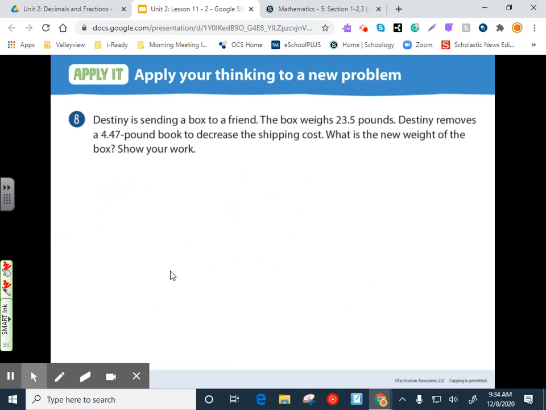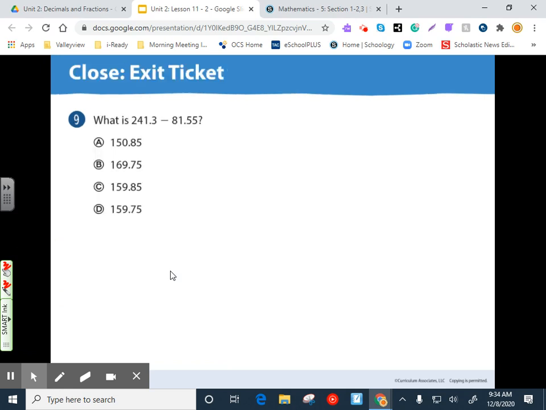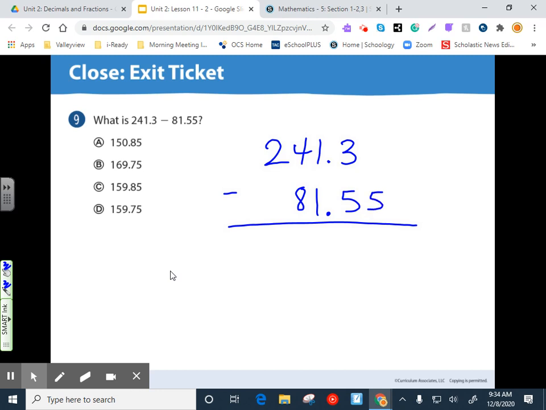And last problem for today. What is 241.3 minus 81.55? So let's write this over here. Got plenty of space in your book for that. All right. And like I said, I usually bring that decimal point down first before I do anything. And line up my numbers. And again, I have a situation where I should put a 0 right there to fill in my gap. All right, so let's get started.